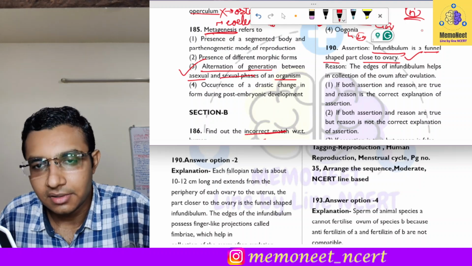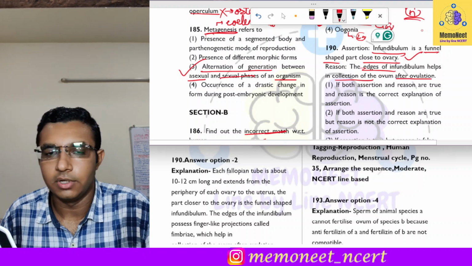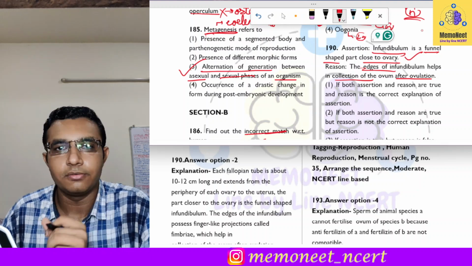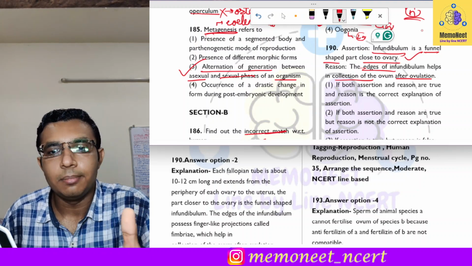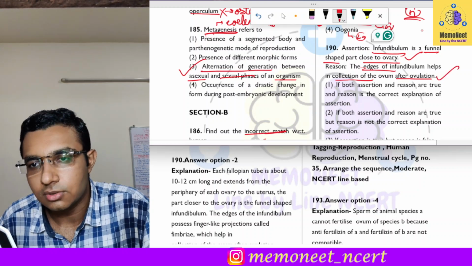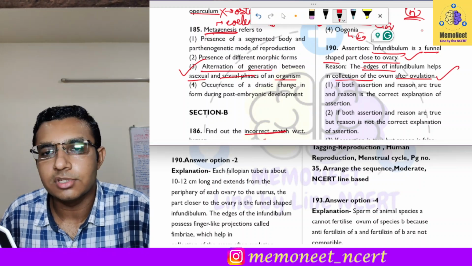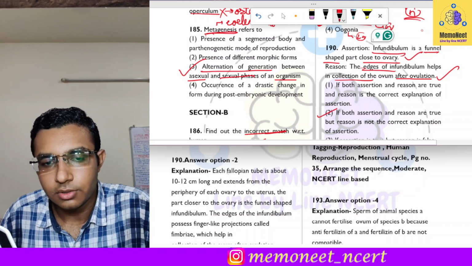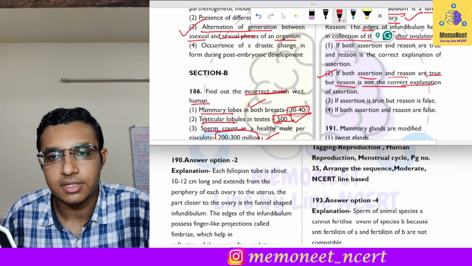The reason given here is the edges of the infundibulum helps in the collection of the ovum after ovulation. Okay, now see, the edges of the infundibulum are modified into finger-like structures called as the fimbriae, and these edges of the infundibulum help in the collection of ovum after the process of ovulation. Okay, so the reason is also correct, but the reason is not correctly explaining that why the infundibulum is funnel shaped. Okay, so therefore the correct answer of this question will be option 2, that is the assertion and reason are true, but the reason is not the correct explanation of assertion.